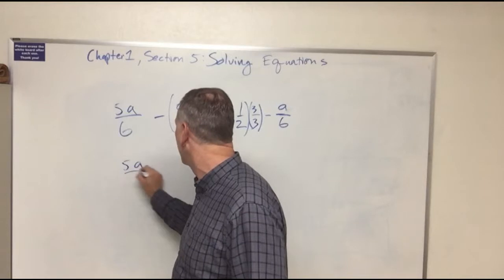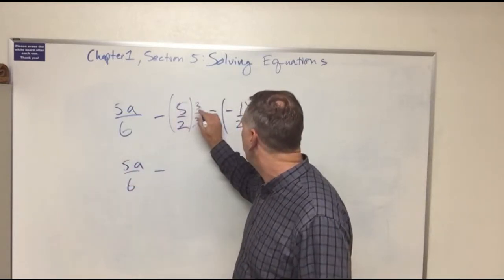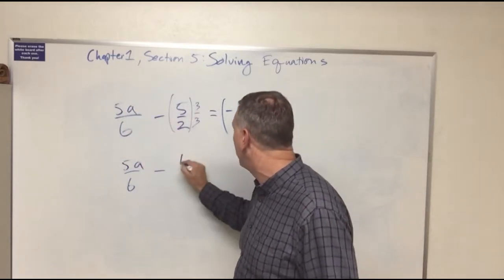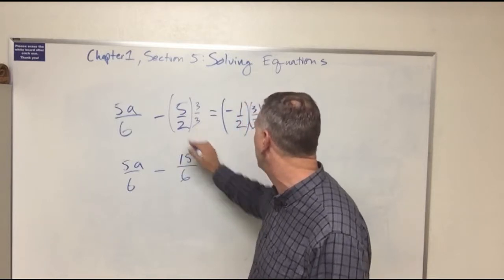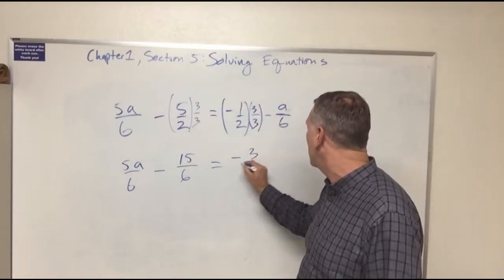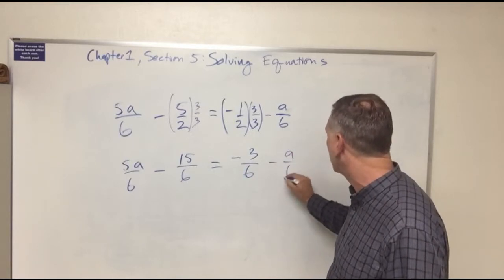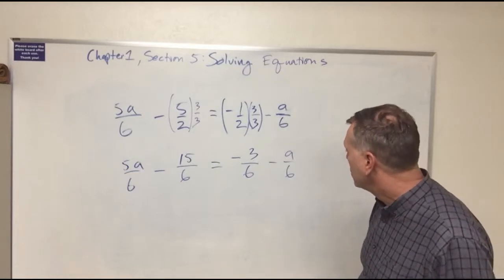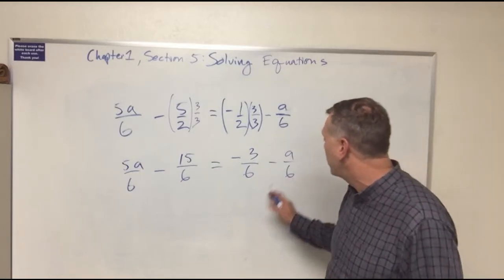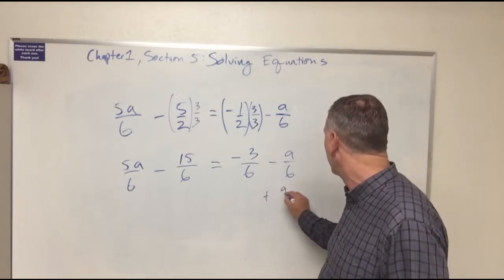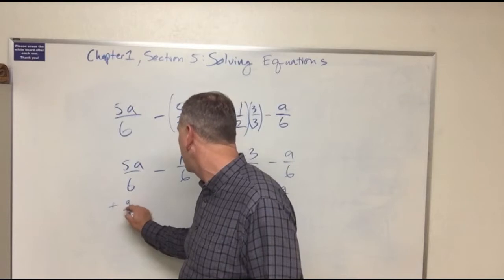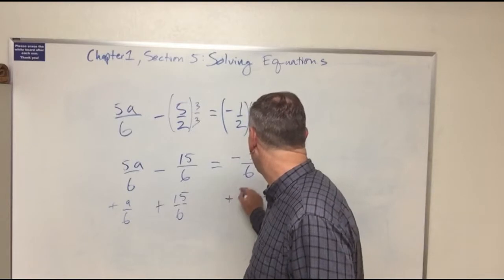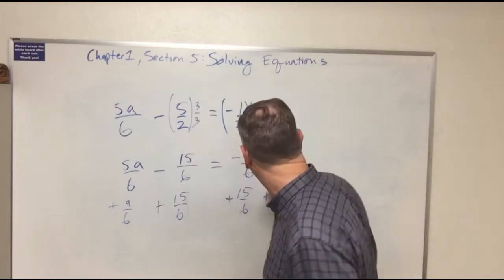We'll get 5a over 6 minus, now remember we're multiplying two fractions together, multiply the denominator, multiply the numerator. So 5 times 3 is 15 over 6, 3 times 2. And this is equal to minus 3 over 6 minus a over 6. So now we have a common denominator of 6. So we can start combining like terms. So we could add a over 6 to this side and a over 6 to this side. And we could add 15 over 6 to this side and 15 over 6 to this side in order to get rid of that term and in order to get rid of this term.